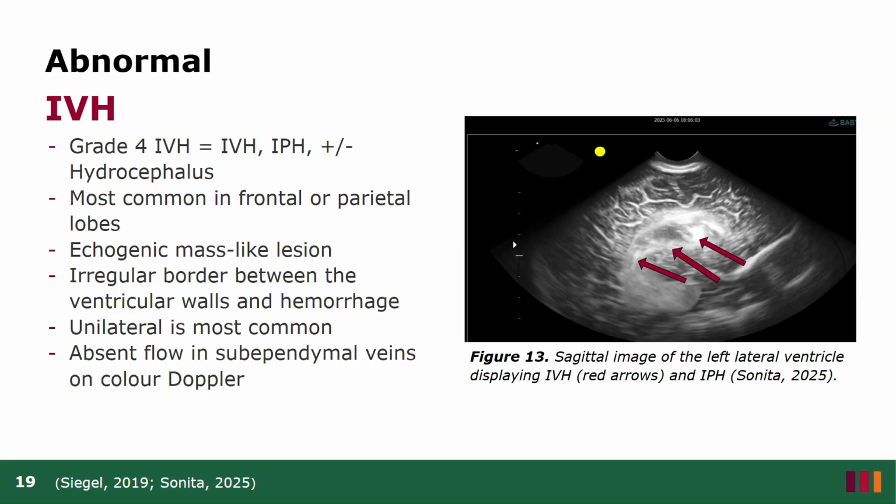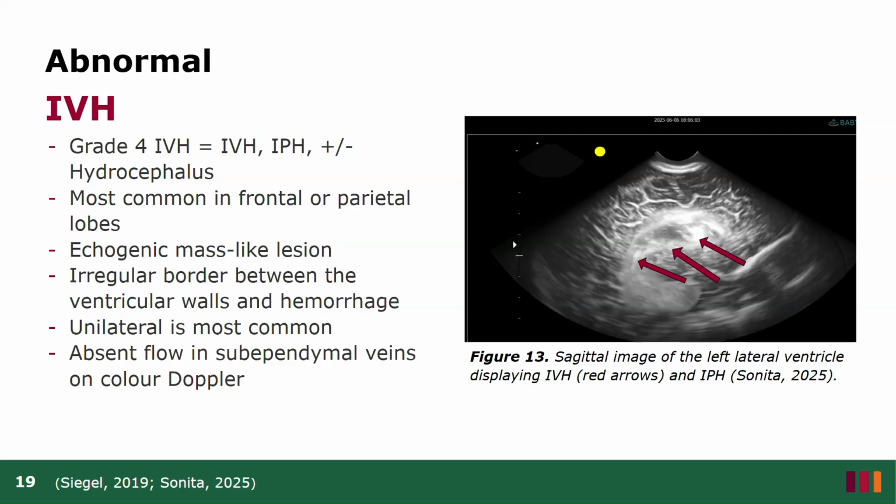A grade 4 intraventricular hemorrhage is characterized by the presence of intraventricular hemorrhage along with intraparenchymal hemorrhage, which may or may not be accompanied by hydrocephalus. The intraventricular hemorrhage appears on ultrasound as an intensely echogenic, mass-like lesion, and its irregular margins will be difficult to distinguish from that of the walls of the lateral ventricle.